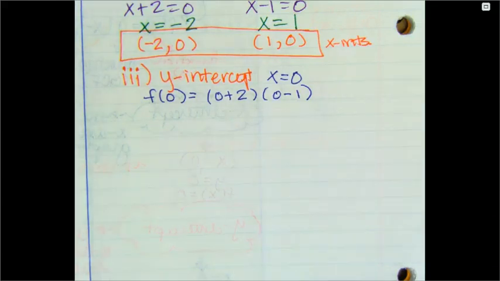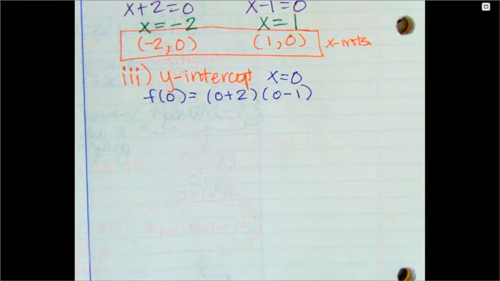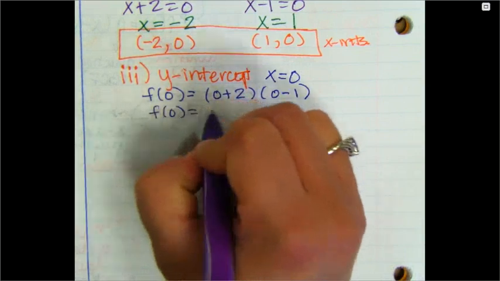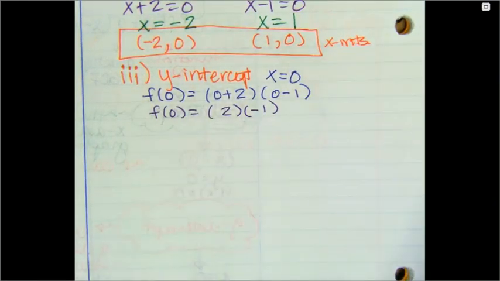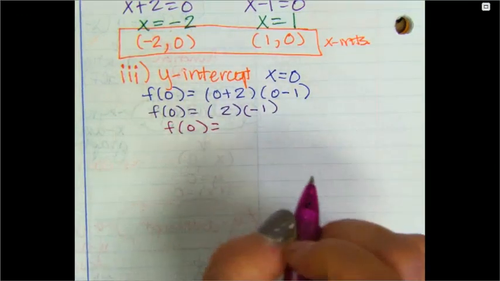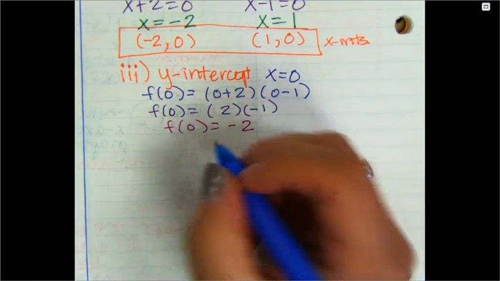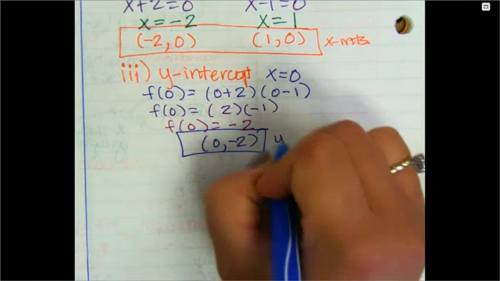Could I have done it in the original function? Yes, but I want to stick with y. I could have, but I want to stick with intercept form for today. So then what's 0 plus 2? 2. And what's 0 minus 1? Negative 1. Am I adding or multiplying? Multiplying. Some of you added on your test. So what's 2 times negative 1? Negative 2. How do I write that as an ordered pair? 0, comma, negative 2. This here is your y-intercept.